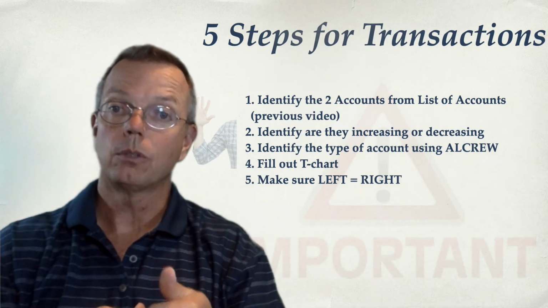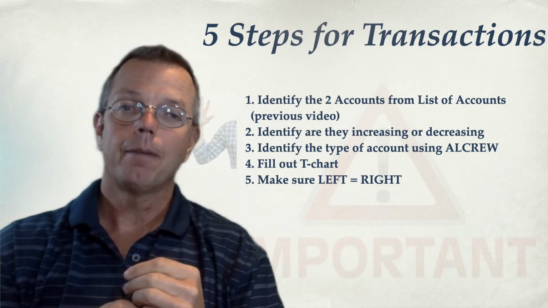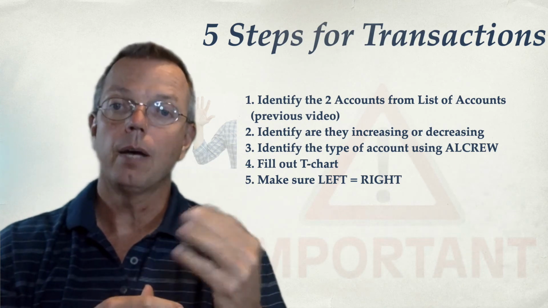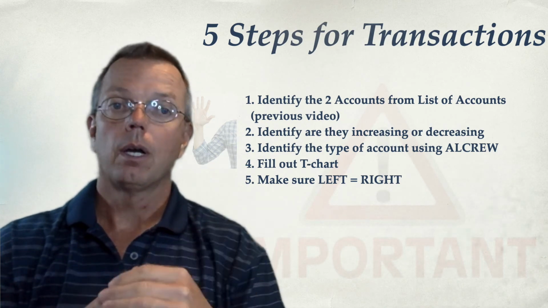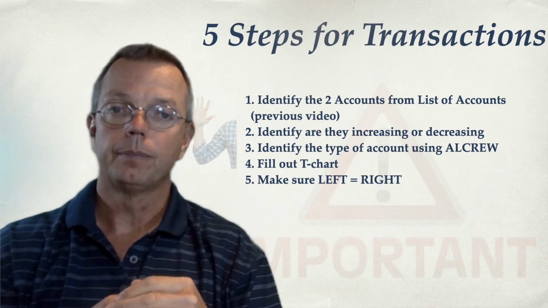Okay, so obviously it's going up, so it would be increasing, right? Third is which type of account does it fall under? Does it fall under an asset? Is it a liability? Is it a withdrawal? Or is it revenue? So understanding which of those headings it falls under.